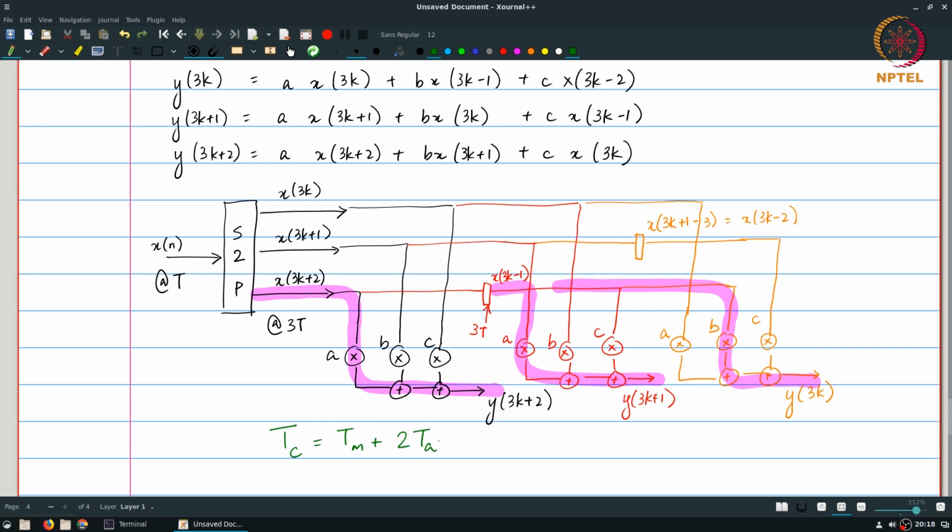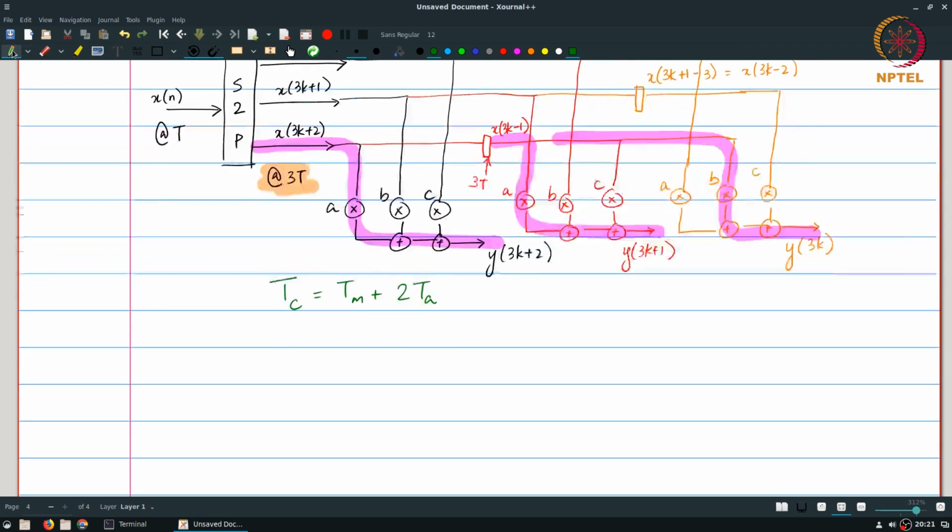Now, this looks as though it's exactly the same critical path as we started out with for the simple FIR filter. The crucial difference over here is, of course, the fact that we are now working in the domain of a slowed down version of the filter, which only requires this Tm plus 2Ta to be less than 3 times the original sample period. So effectively, even if we have slow multipliers and slow adders, which have a large value for Tm and Ta, all that we require is that the Tm plus 2Ta should be less than 3 times the original sample period that we are interested in meeting.